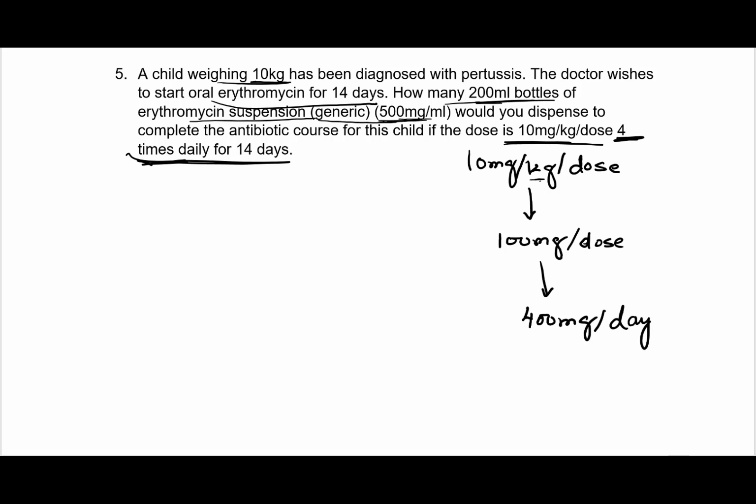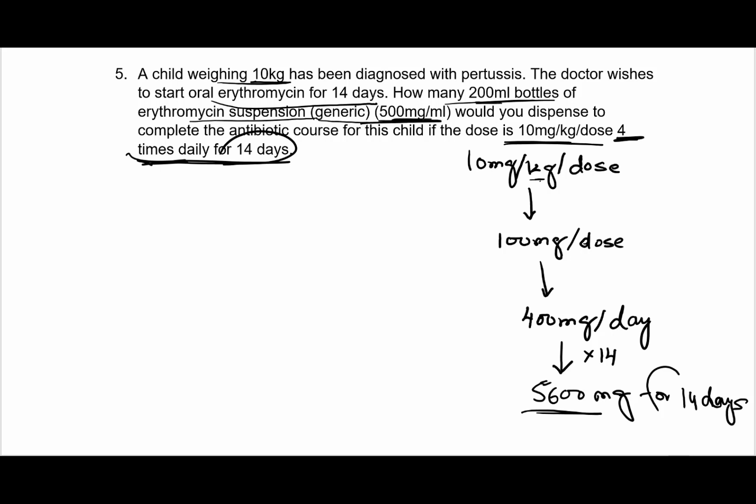And we have to give it for 14 days. So that will be, multiply that by 14. And that will be 5,600 milligrams for 14 days. So that's the total dose we have to give to the patient over 14 days, 5,600 milligram. Now from this 5,600 milligram, I can work out how many milliliters of the suspension I would give, and I calculate that from the strength of the suspension.